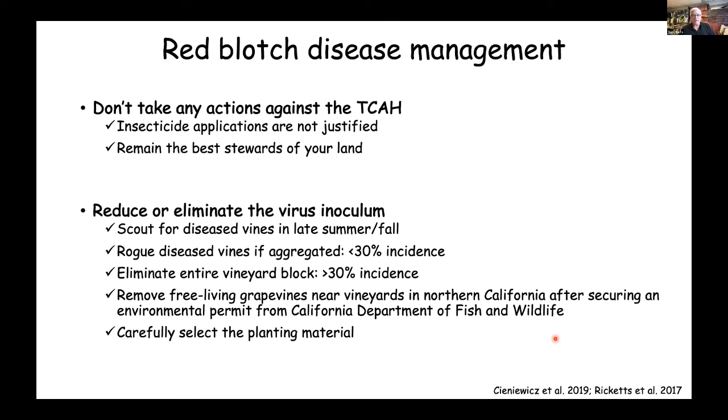And more importantly, the lesson that I learned being involved with red blotch for 10 years, still, as we speak today, is that the planting material is the major concern and the major source of the virus.